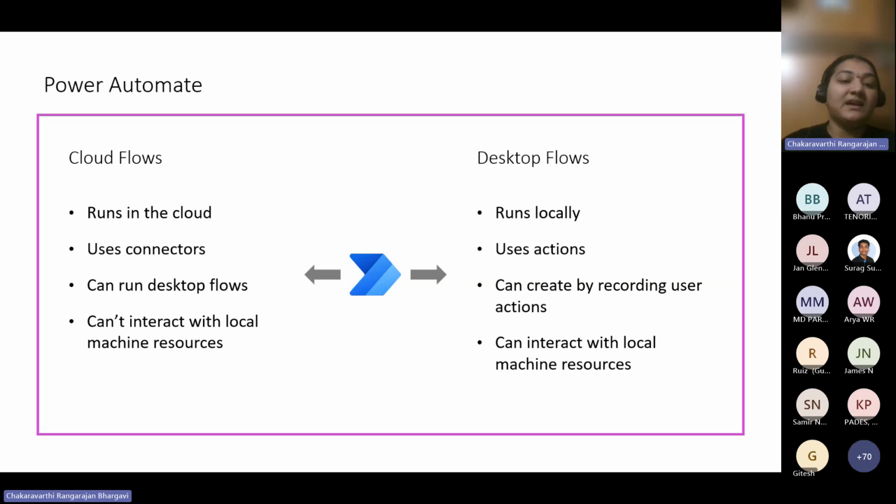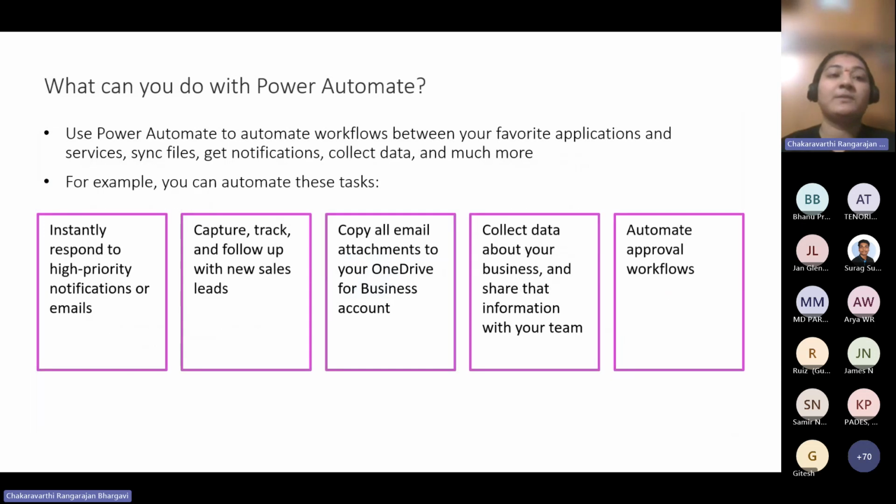And the main disadvantage is that cloud flows cannot interact with the local machines, which desktop flows can. For that, you have to create the desktop flow and then integrate it with the cloud flows. So this is what Power Automate, in brief, can do, and these are the different things that are available under Power Automate.